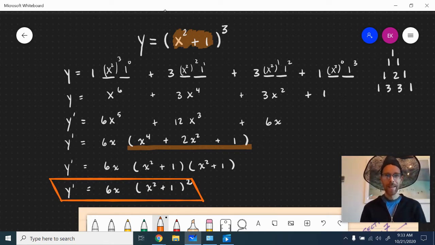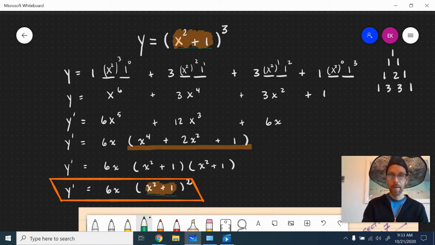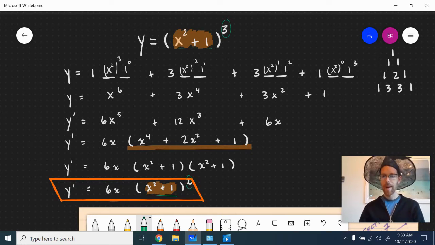Now, look at the final answer and then look at where we started. What do you notice about the inside function? It's the same, right? What we have here is what we have here. What else should we notice? We had a degree on the original function, and that degree has gone down by 1. The only thing that's kind of weird is that we've got this 6x here. Let's figure out where that came from. I'm now going to teach you something called the chain rule.